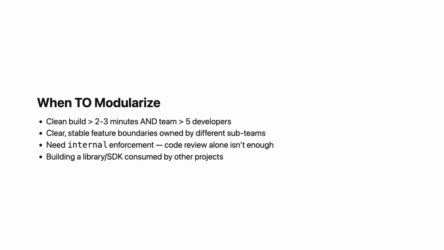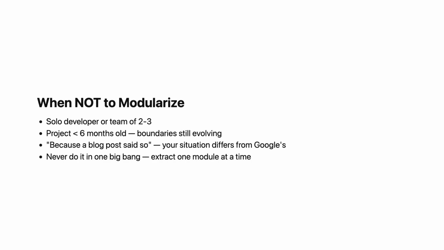Do not modularize just because a blog post told you to, or because Google does it. Google has hundreds of engineers working on single apps. Your situation is different. And do not modularize in one big bang. If you do decide to modularize, do it incrementally. Extract one module at a time, starting with the most independent code, utility libraries, shared models, a single stable feature.